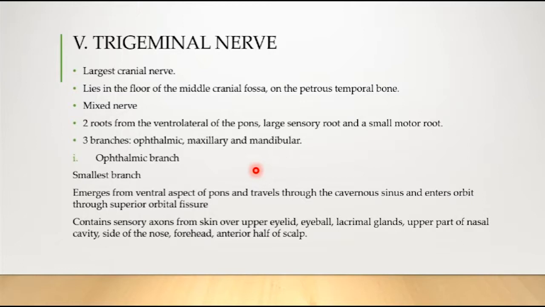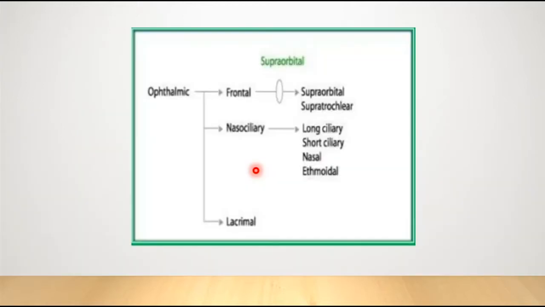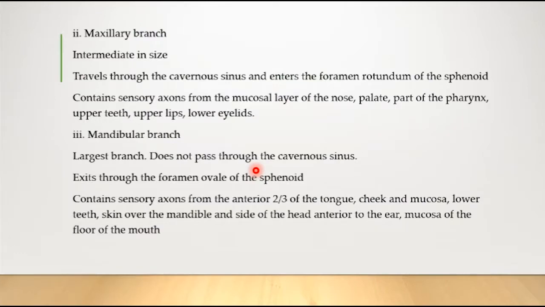So the ophthalmic branch emerges from the ventral aspect of the pons and then travels through the cavernous sinus and enters the orbit through the superior orbital fissure. And we saw yesterday it supplies the skin over the upper eyelid, the eyeball, the lacrimal glands, the nasal cavity, the side of the nose, the forehead, and the anterior half of the scalp. These are just the branches.